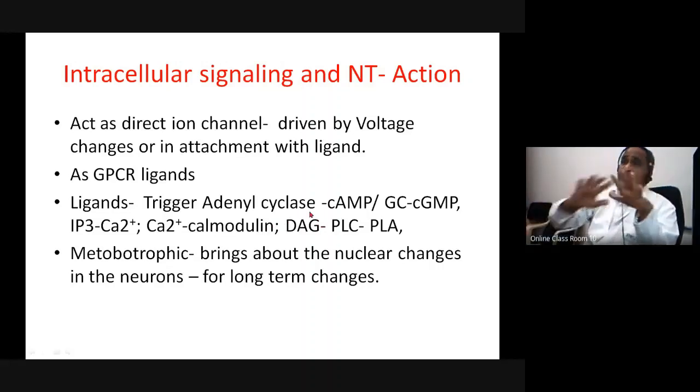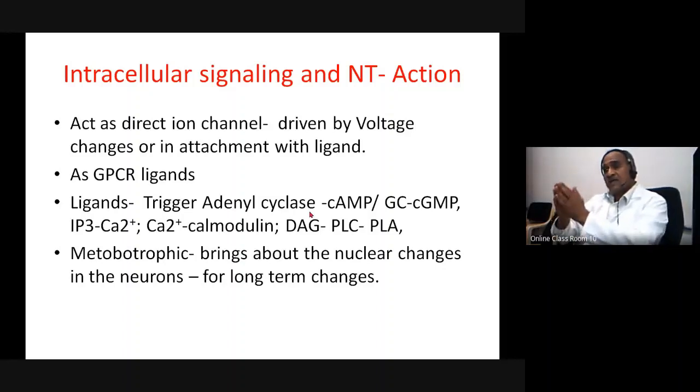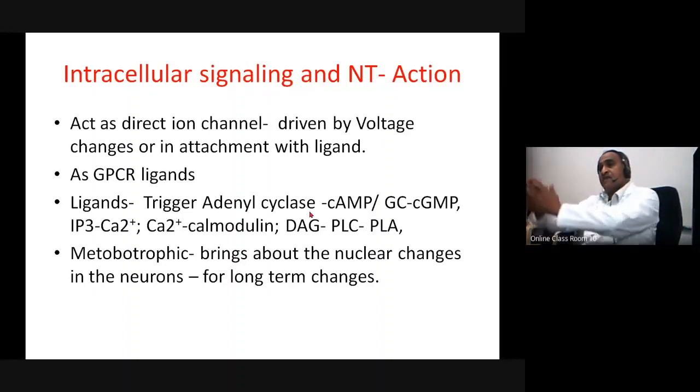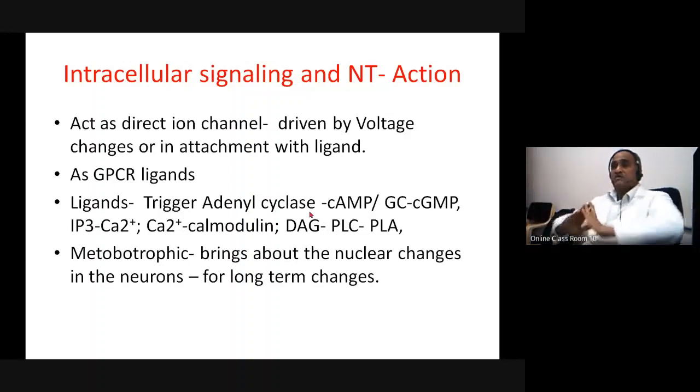So maybe by this time you are aware of these intracellular signaling pathways. Maybe I would just narrate, broadly, the intracellular signaling mechanisms are brought about by the adenyl cyclase. This adenyl cyclase leads to cyclic AMP. Now what does the cyclic AMP do? Cyclic AMP opens up the ion channels, whether the sodium or a calcium ion channel, and that further enhances the synaptic activity. That's one. Or a guanylyl cyclase.